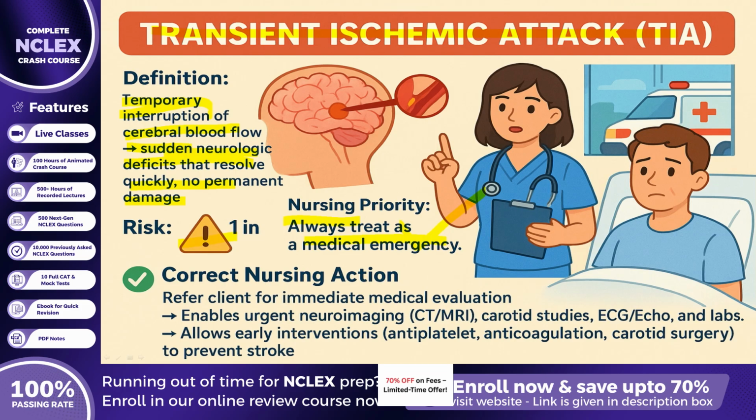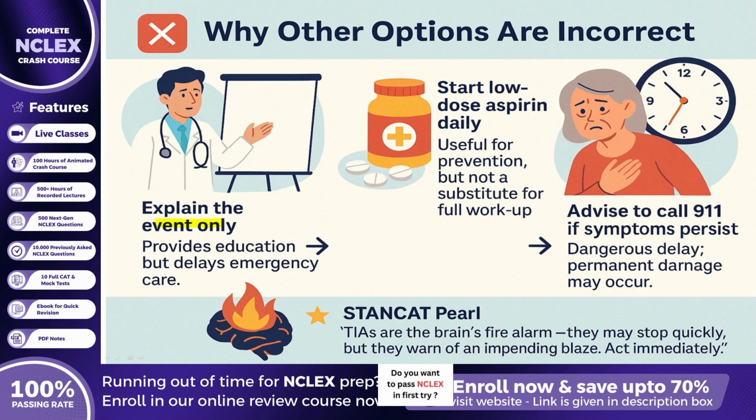Looking at the options, the first choice, explaining the event in understandable language, is incorrect. While client teaching is always valuable, simple explanation without urgent referral does nothing to prevent a potential stroke. Education is supportive, but it cannot replace timely evaluation and intervention. The second choice, referring the client for immediate medical evaluation, is correct. This action ensures that the client is quickly assessed in an emergency or specialized stroke center setting, where interventions such as antiplatelet therapy, anticoagulation for atrial fibrillation, or carotid endarterectomy can be initiated to significantly reduce future stroke risk.